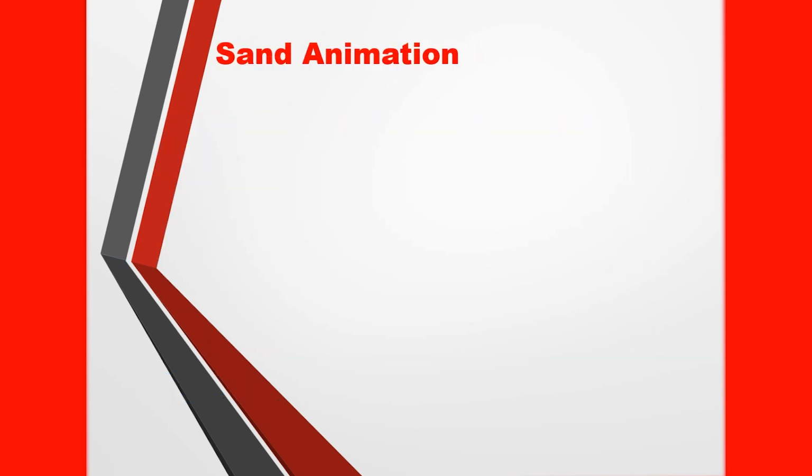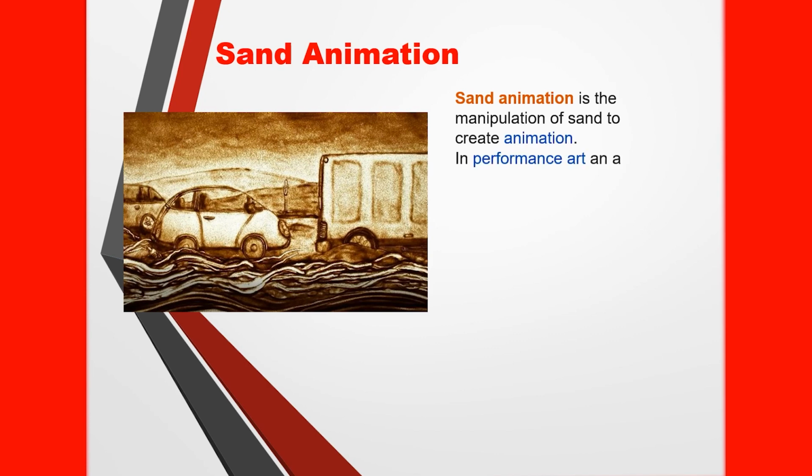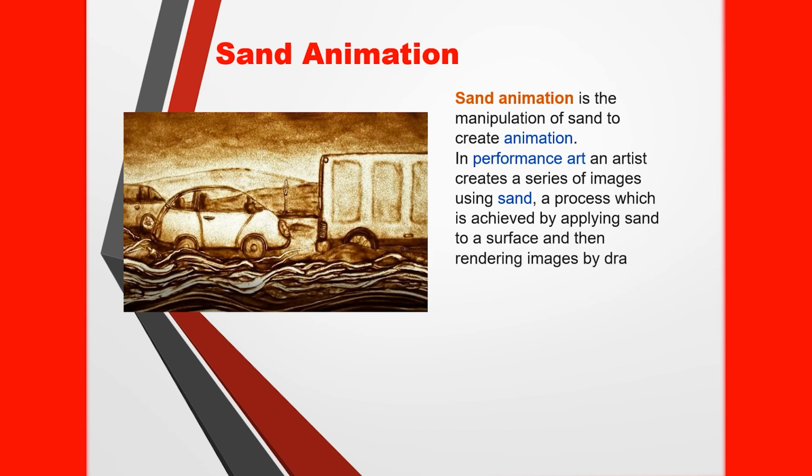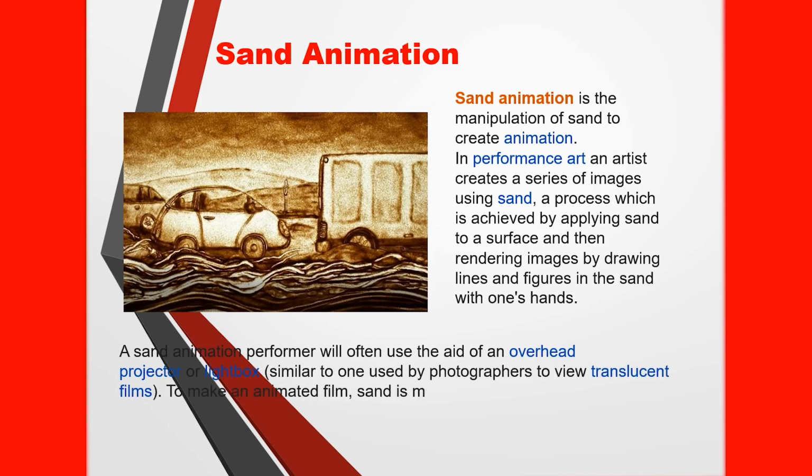Next is sand animation. Sand animation is the manipulation of sand to create animation. In performance art, an artist creates a series of images using sand, a process that is achieved by applying sand to a surface and then rendering images by drawing lines and figures in the sand with one's hands. A sand animation performer will often use the aid of an overhead projector or lightbox, similar to the one used by photographers to view translucent films. To make an animated film, sand is moved on a backlit or front-lit piece of glass to create each frame.